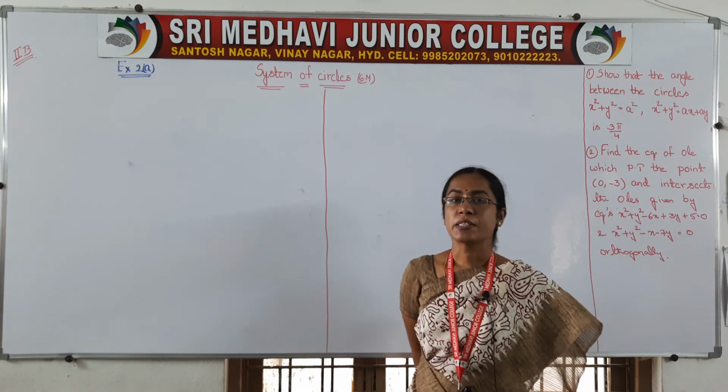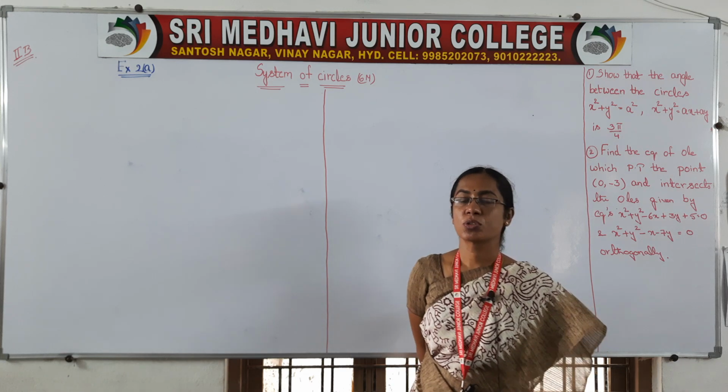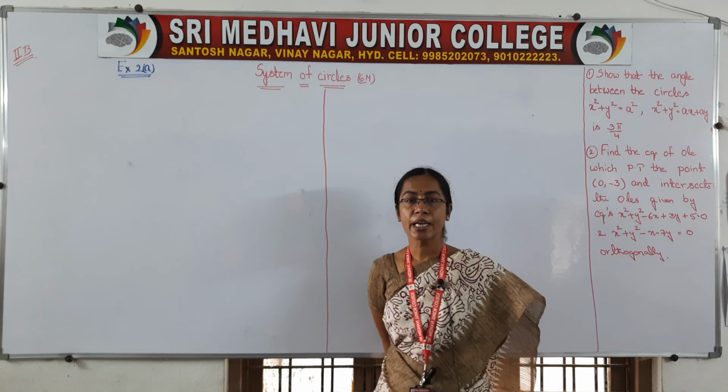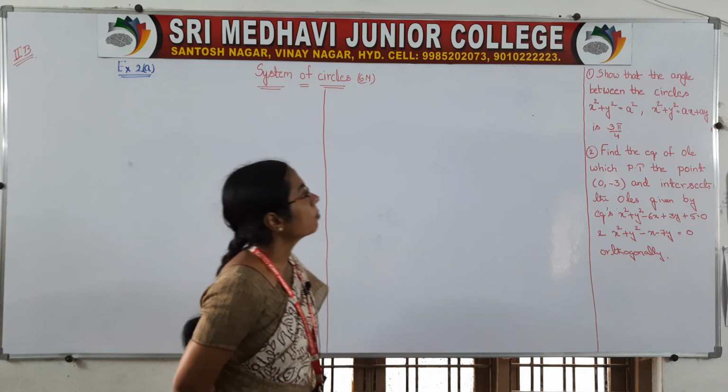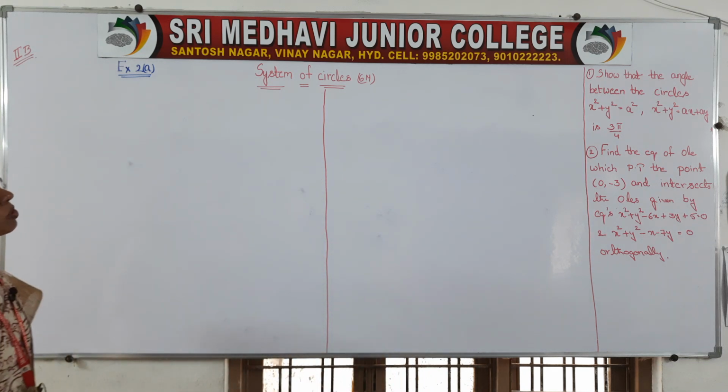Yesterday we discussed some problems from the system of circles. Today we will do some problems from the exercise. The problem is on the board, so come on, read the question. Show that the angle between the circles is 3 pi by 4.